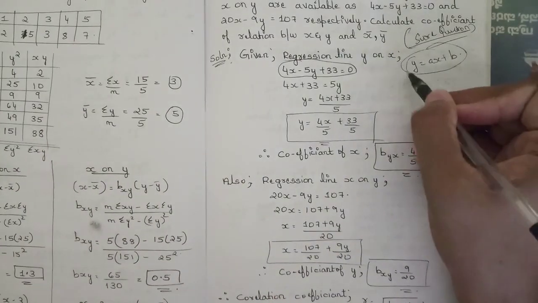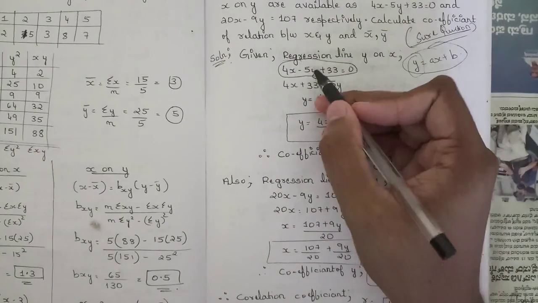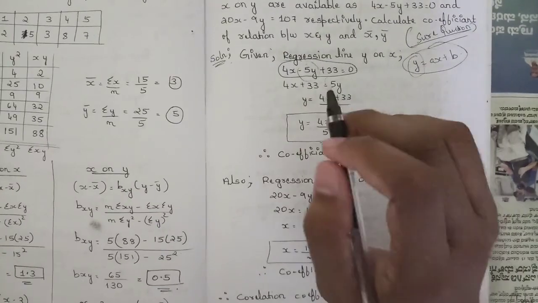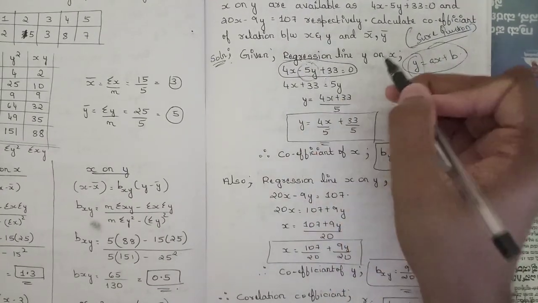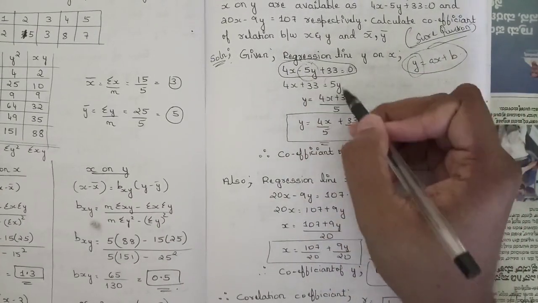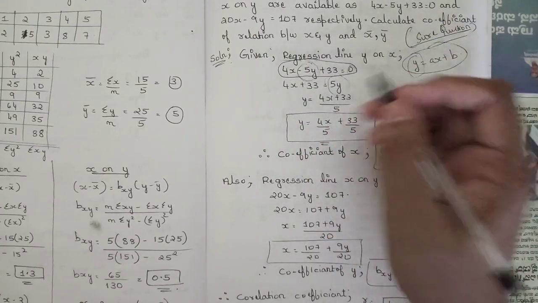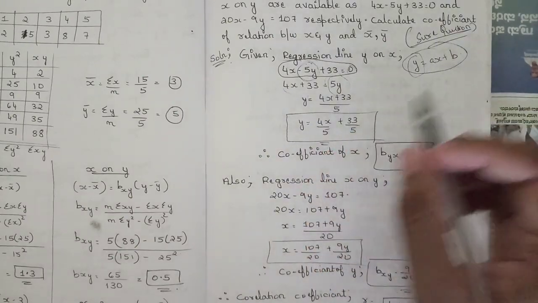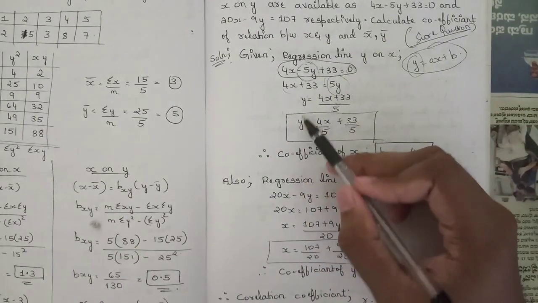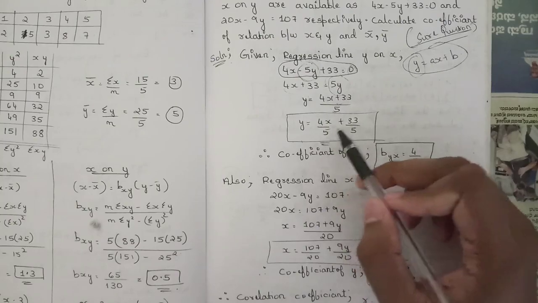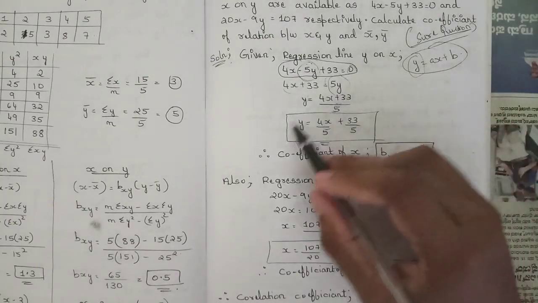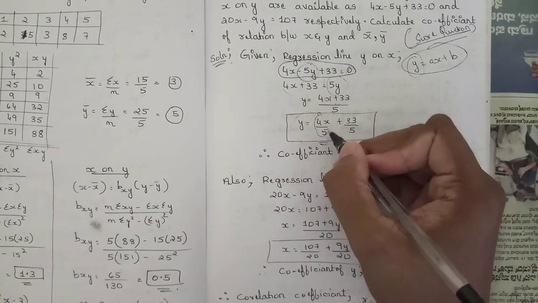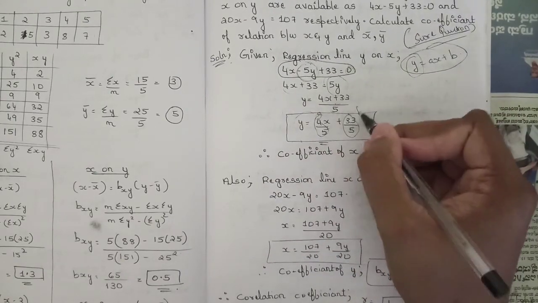So here y is on one side. Bring this 5y to one side and all other terms to the other side. That is, if we bring 5y to the other side, here we have 0, so it would be plus 5y along with 4x plus 33. So y is equal to 4x plus 33 upon 5. Now split the denominator: y is equal to 4x by 5 plus 33 by 5. This is of the form y is equal to ax plus b, where a is 4 by 5 and b is 33 by 5.